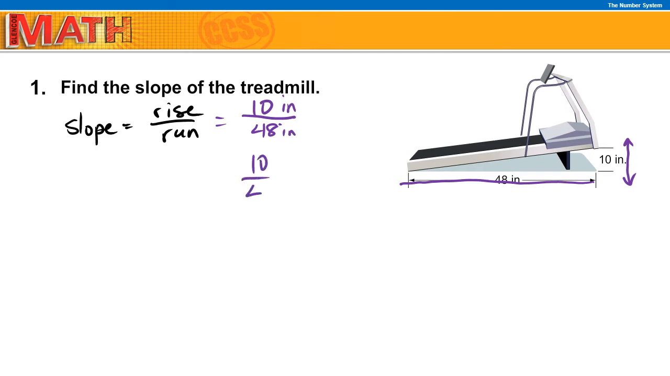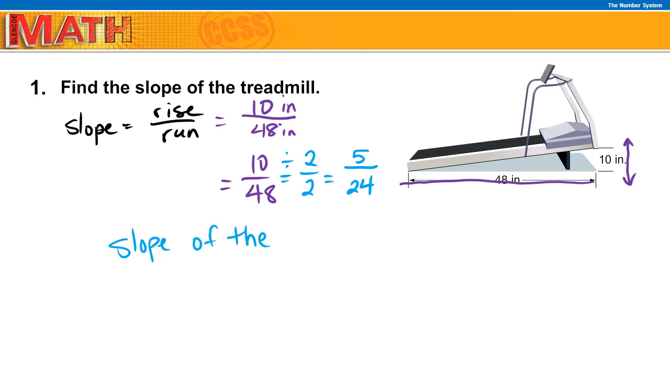Pretty much it's going to be 10 over 48, and we want to simplify this. The biggest number I can think of that goes into both 10 and 48 is 2, so I'm going to divide by 2. 10 divided by 2 is 5. 48 divided by 2 is 24. So the slope of this treadmill is 5/24, or 5 over 24. So for every 5 inches it goes up, it goes across 24 inches.